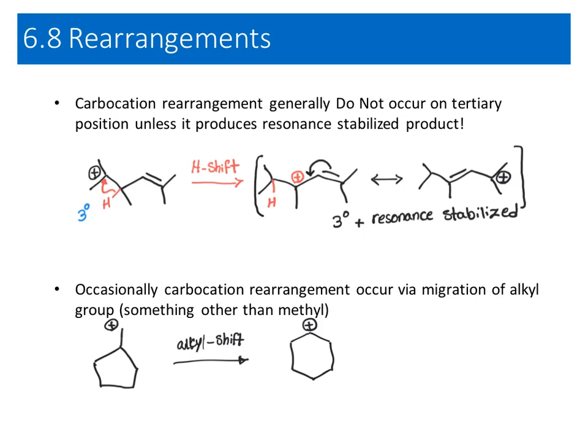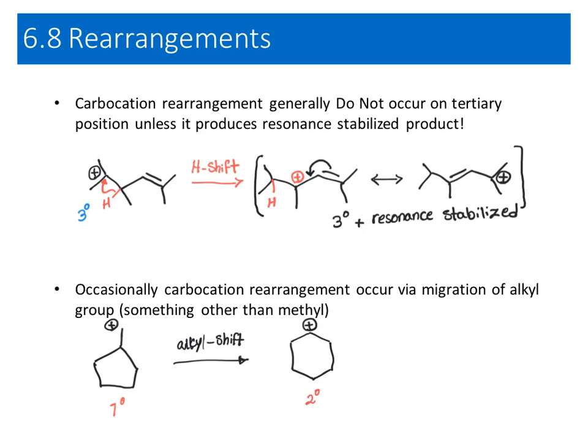So the first structure, this is a carbocation. We have a primary carbocation. It is connected to one alkyl group, and we have a 5-member ring here. Now the second one, we have a secondary carbocation, and we have a 6-member ring. Which means that by doing the alkyl shift, not only are we making the more stable carbocation, but also we are reducing the ring strain, which is favored.